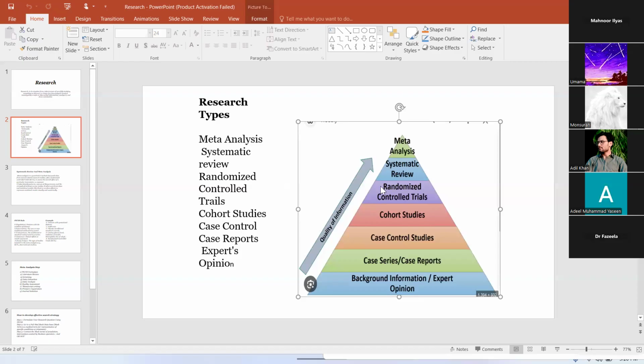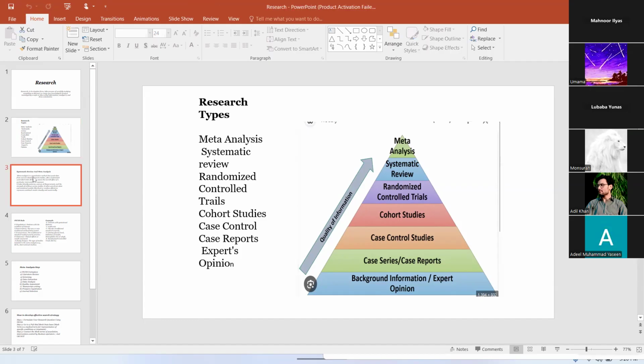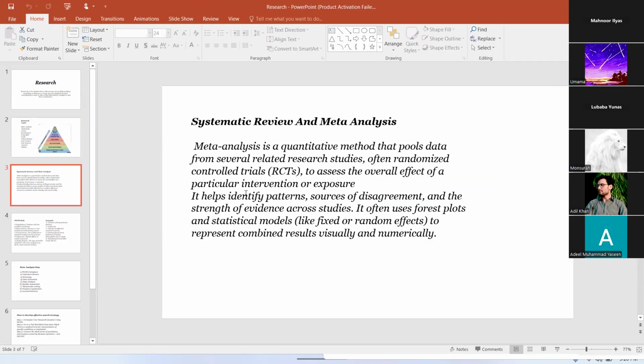Then come the systematic review and meta-analysis. We'll be having a mentorship program on these two types of research. So now, what is systematic review and meta-analysis? First, in simple words, I'll tell you: for example, I have a drug, metformin. Now, there may be hundreds and thousands of researches on metformin. There may be some case control studies, some cohort studies, or maybe some RCTs.